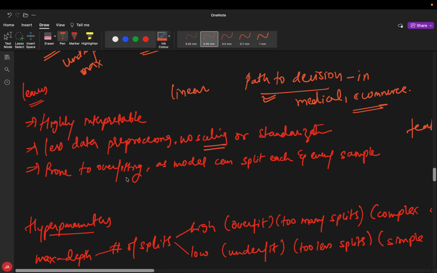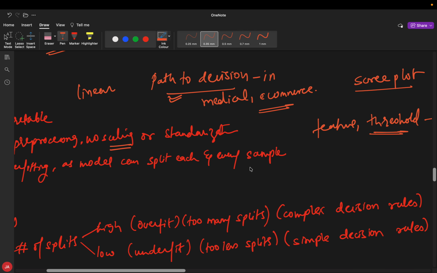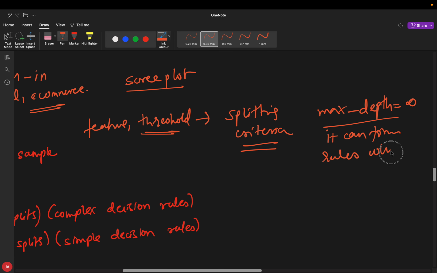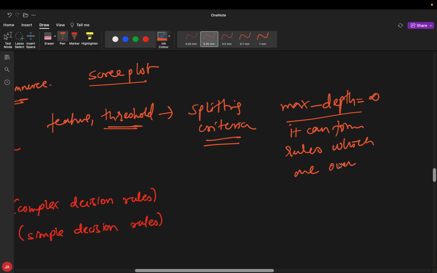Prone to overfitting, as the model can split each and every sample. So if the model keeps on growing, as max depth is infinity, it can form rules that are not generalizable. It can form rules which are over-optimized to my training data.